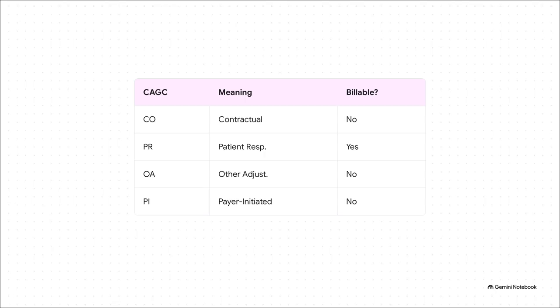This is the allowable patient liability, so things like copays, deductibles, or coinsurance. Then we've got OA for other adjustments. These are non-patient, non-payer adjustments, and PI for payer-initiated reductions. Pinning down the CAGC is literally step 1 because it immediately establishes your legal and financial boundaries.